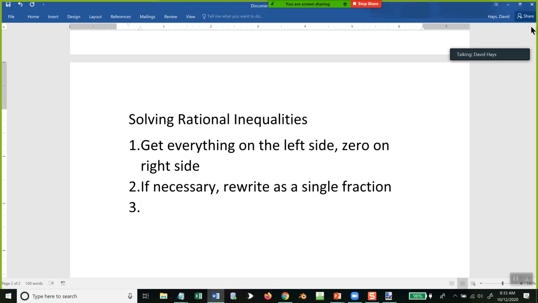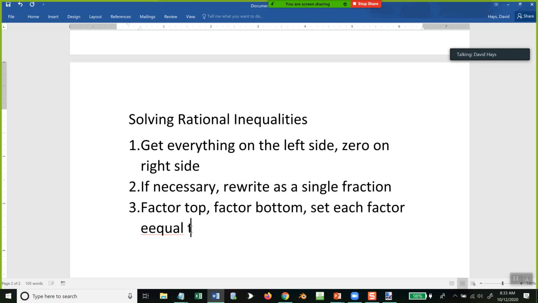Okay, if necessary, rewrite as a single fraction. Step 3, factor the top, factor the bottom. Then set each factor equal to 0 and solve. And these would be your critical values.